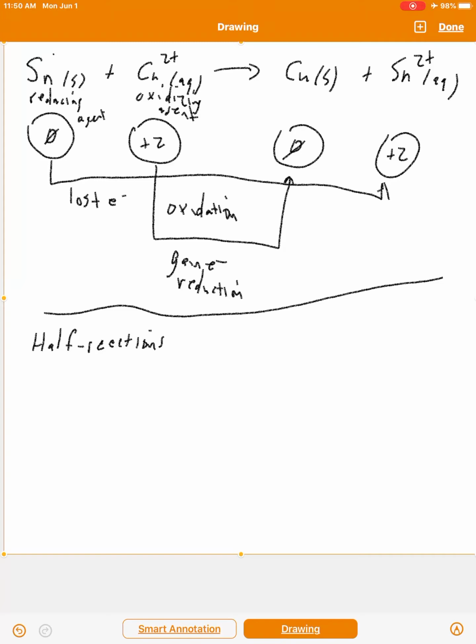Okay, it's the opposite of what it does. Now let's take a look at this other method, which is called half reactions. I'm going to show you really briefly with this one.